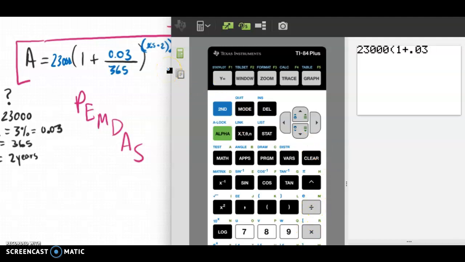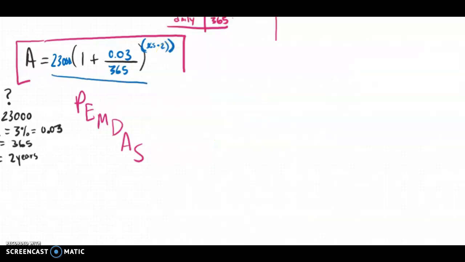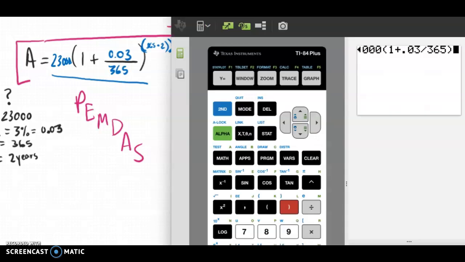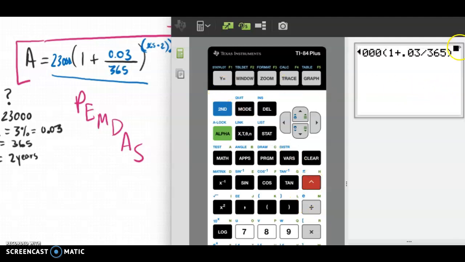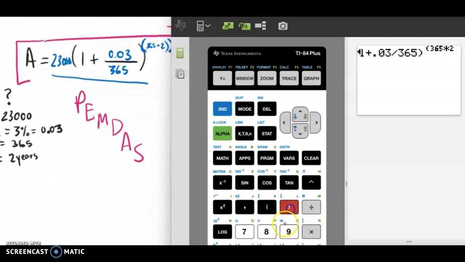So 0.03 divided by 365 and close the parentheses. This is what I have so far that matches what is here. Then I have to hit exponent, the exponent above the division sign. This calculator that I have on the screen makes a superscript, but not all of them do that. Some of the TI-83s will just have a caret symbol followed by the exponent, and you have to surround that with parentheses to tell the calculator that this whole thing is the exponent.